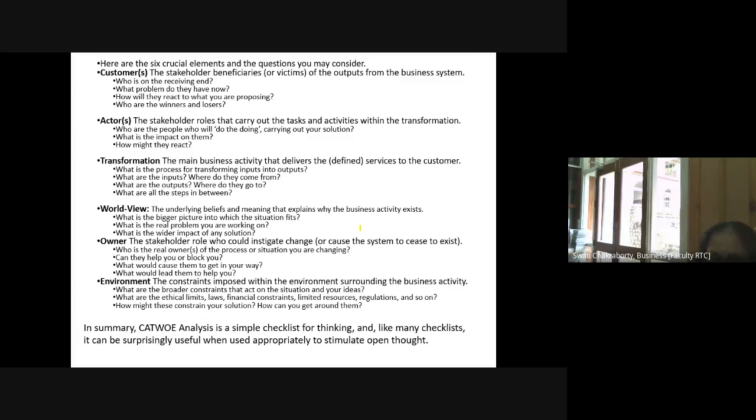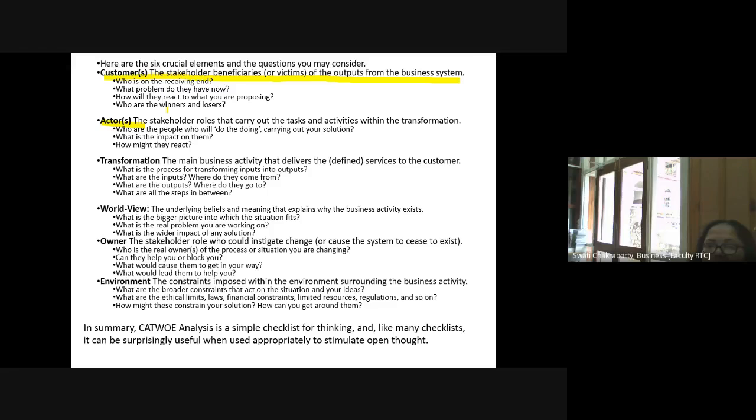So when we say CATWOE, C stands for customers. These are the stakeholders, beneficiaries, or victims of the products from the business system. So who is on the receiving end? What problem do they have now? How will they react to what you're proposing? Who are the winners and losers?